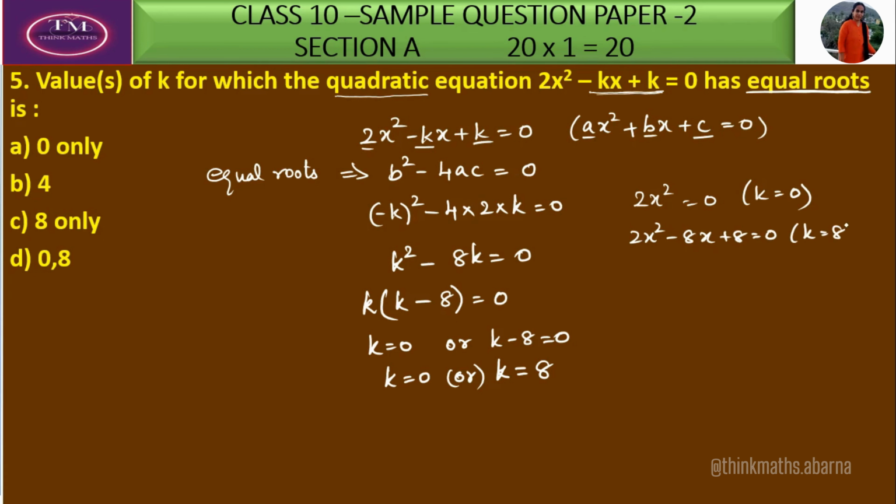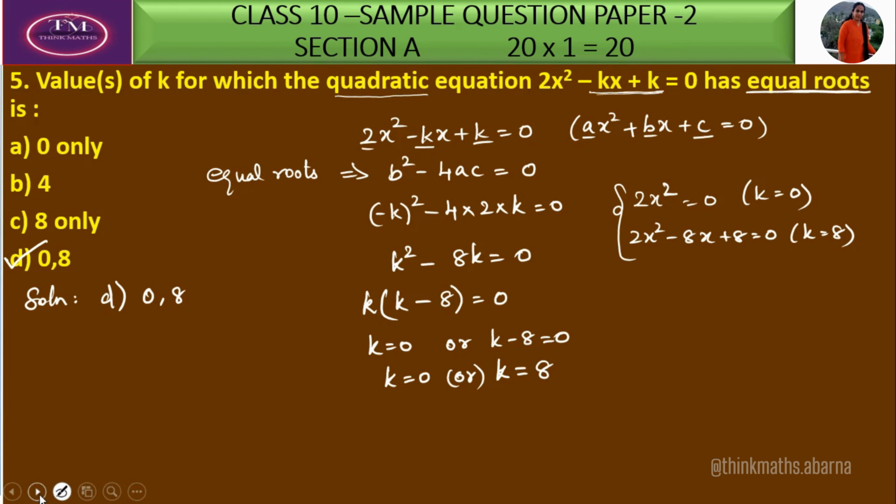So both are correct because the quadratic format is not changed. We have power 2 here. So both are quadratic equations when k is equal to 0 and when k is equal to 8, we get a quadratic equation. So both have the solution. So 0 comma 8 is the solution for this equation. So option D is our right choice. The solution is D, 0 comma 8.